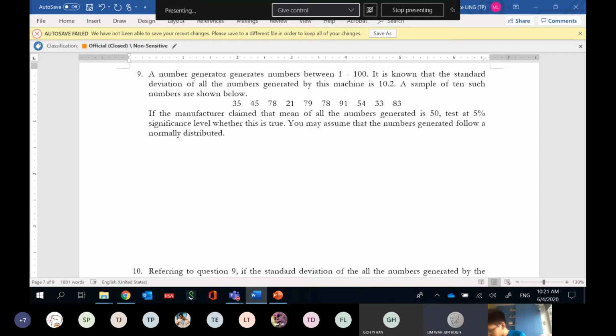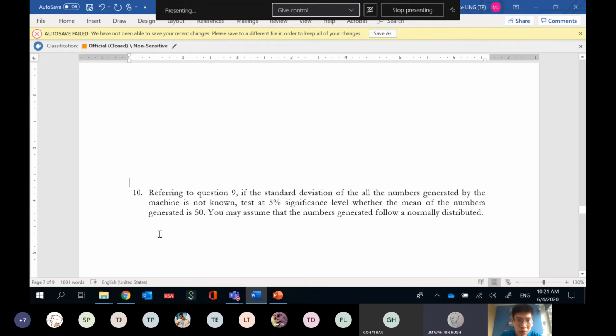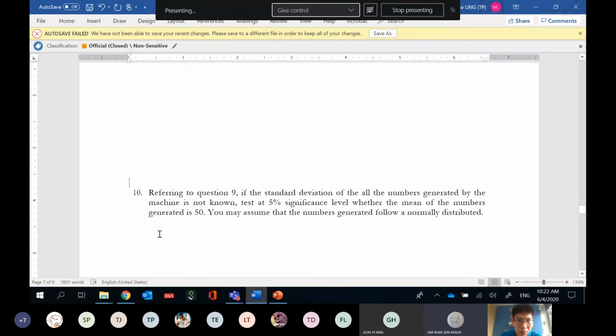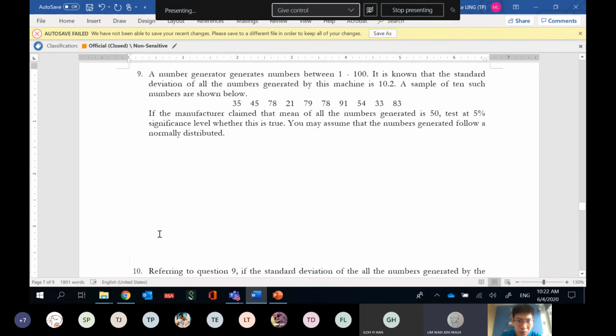For this one you have to calculate the original mean. Don't blabber, one step at a time. Now the null hypothesis and the alternate hypothesis. The original H0 is mu equals 50, because the manufacturer claims that the mean of all the numbers is 50. So this is the mean.